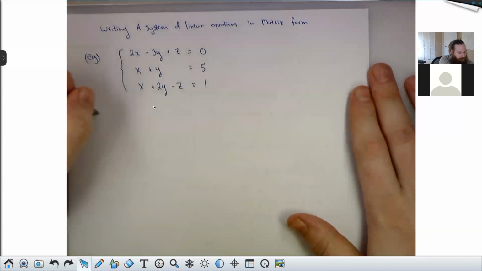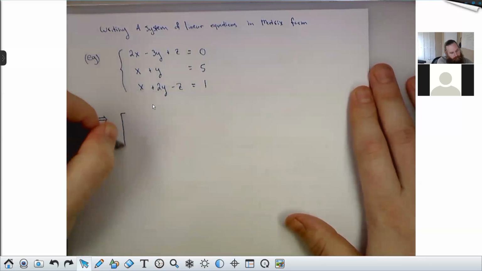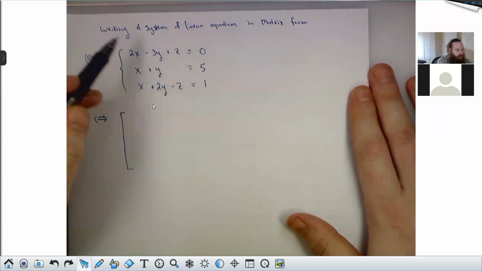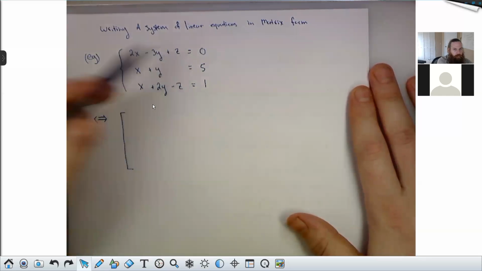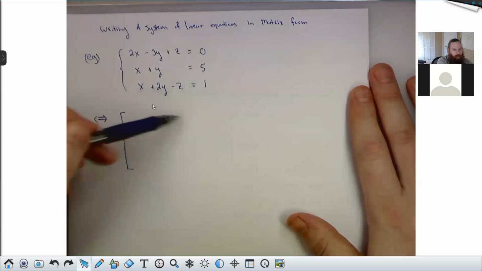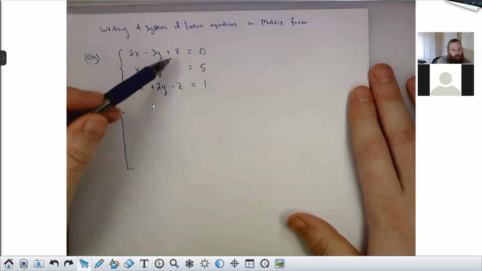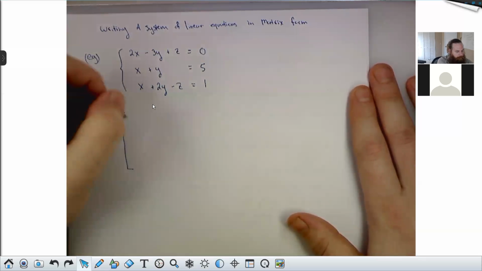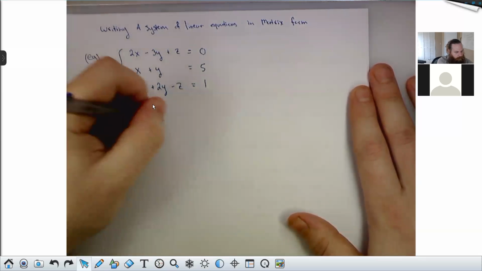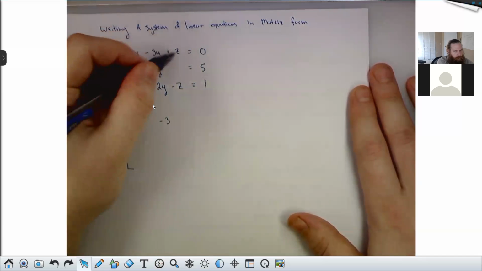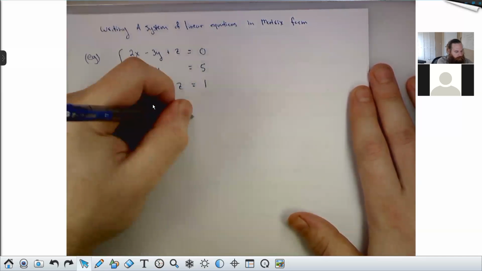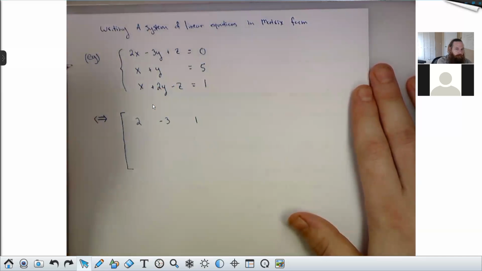To put this into matrix form, you take just the numbers that are in front of each variable and you write those in a row. So this first equation here would tell me that the first row of my matrix is 2, -3, and then the number in front of this z here. Remember, if there's no coefficient written, that's just a 1.